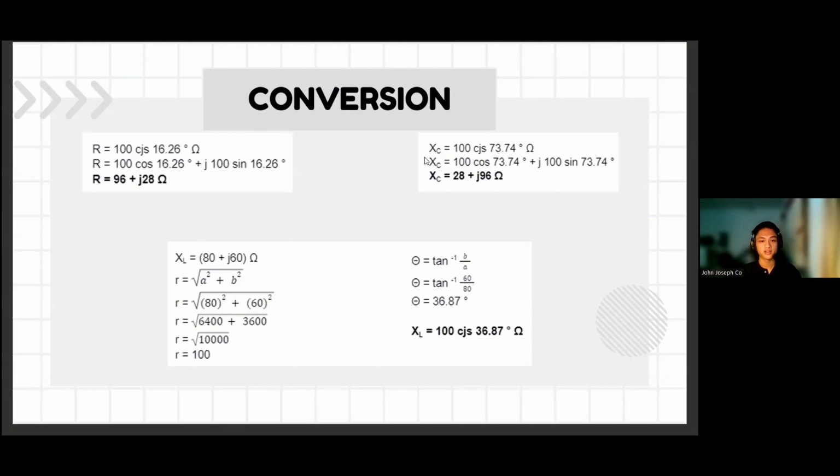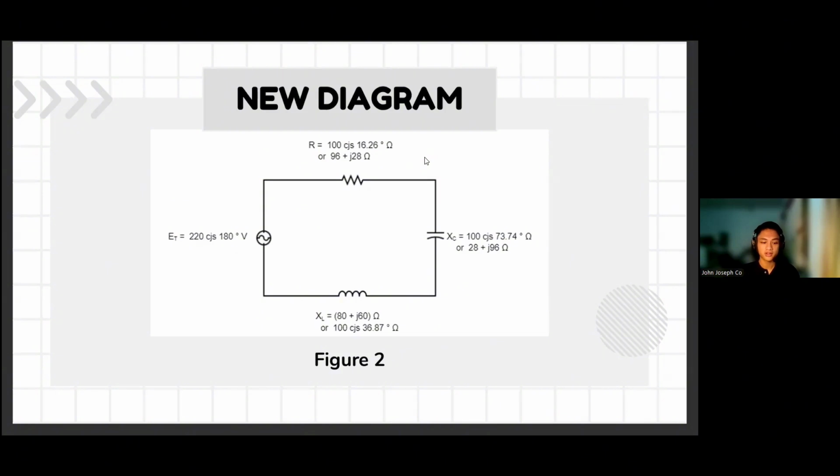For the reactance, we can get the value of the modulus by using the formula square root of a squared plus b squared, which will give us the modulus of 100. And for the argument, we will use the formula theta is equal to arctan b over a, which will now give us a value of 36.87 degrees. Combining these values, we get the polar form of the reactance, which is 100 cis 36.87 degrees ohms. Here we can now see the updated diagram, which contains the polar and rectangular forms of the given values.